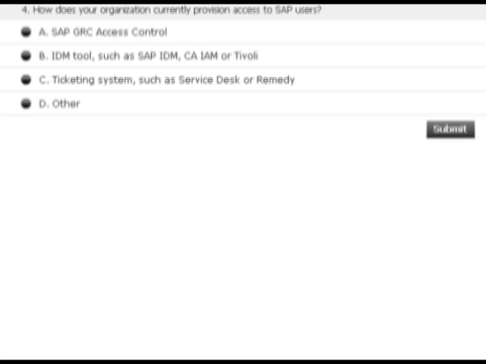Scott, as you predicted, C, the ticketing system, is actually the most popular answer, and I think that was pretty much what we expected based on the responses we'd had so far. I don't know if you wanted to add a little bit more to that, or whether we should just move on. No, I think we can move on. I think that's what we expected based on the earlier response.